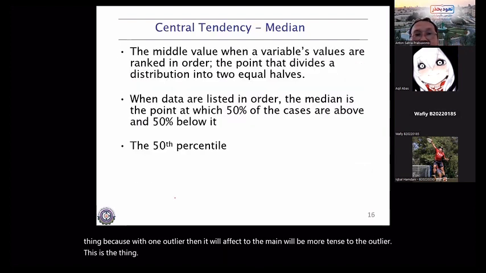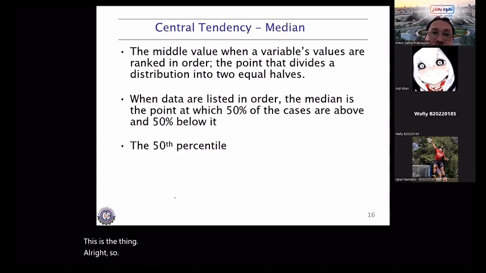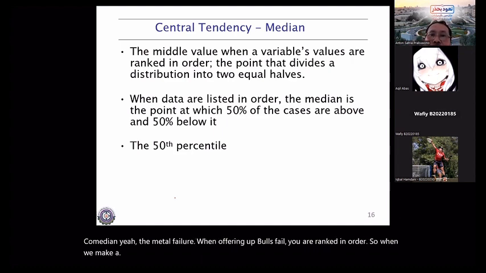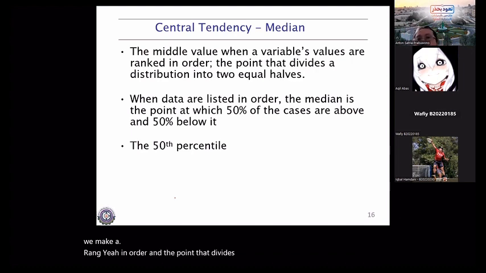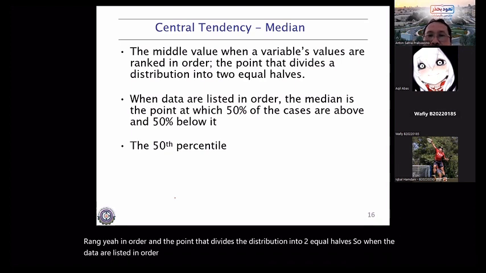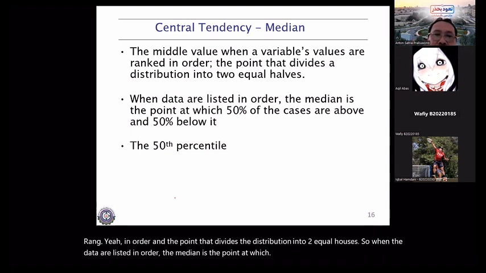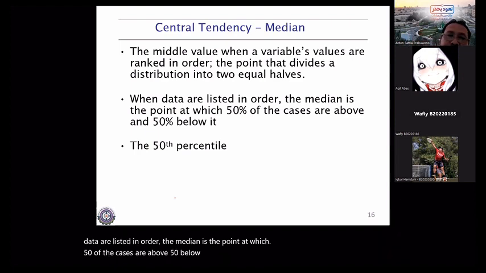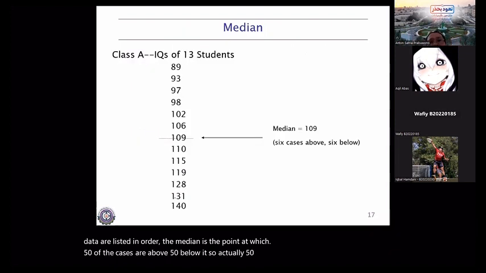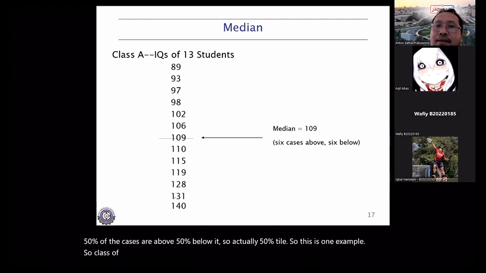All right, so the median is the middle value when a variable's values are ranked in order. When we rank them in order, it is the point that divides a distribution into 2 equal halves. When the data are listed in order, the median is the point at which 50% of the cases are above and 50% below it. So it is actually the 50th percentile. Here is one example: a class of 13 students with IQs from 89 to 140.